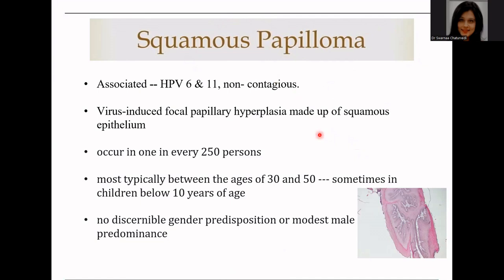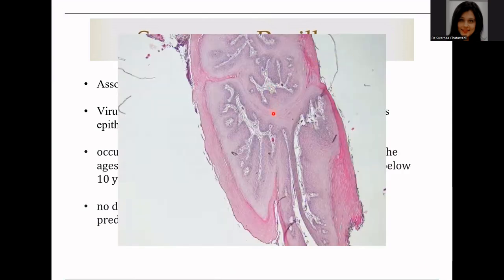Now we look at its etiopathogenesis. It has a strong relation with HPV, that is human papilloma virus 6 and 11. Unlike other human papilloma virus induced pathology, this is non-contagious. The age most typically involved is between 30 and 50 years. However, sometimes children below 10 years of age are also affected. There's no discernible gender predisposition, though a modest male predominance is seen. You can see in this picture the finger-like projections lined by stratified squamous epithelium.